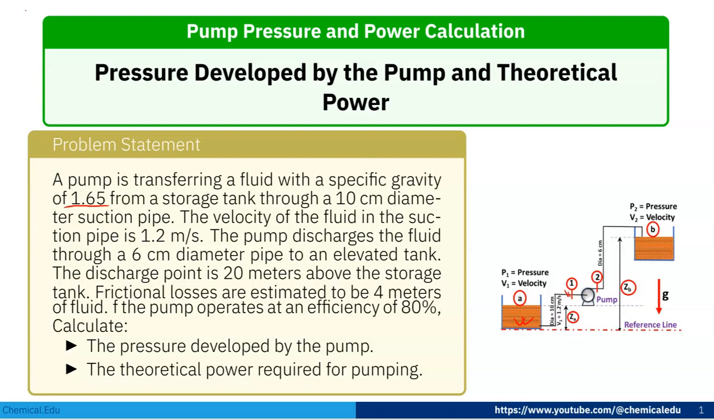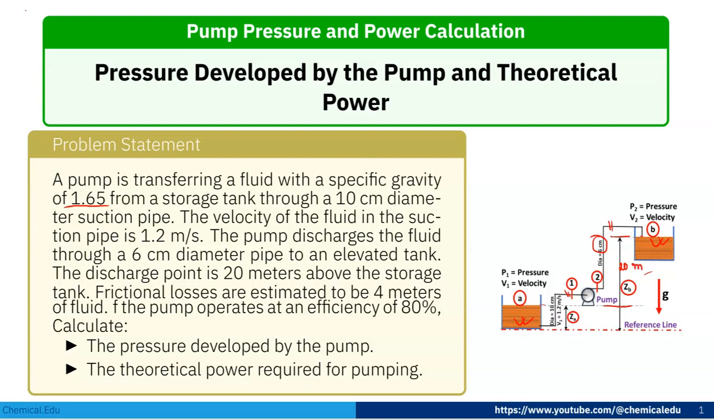So velocity, that is 1.2 meter per second. The pump discharges the fluid through a 6 cm diameter pipe to an elevated tank. So this is the elevated tank and the diameter of the discharge pipe is 6 cm. Then the discharge point is 20 meter above the storage tank. So from here to here the distance is 20 meter above the storage tank.